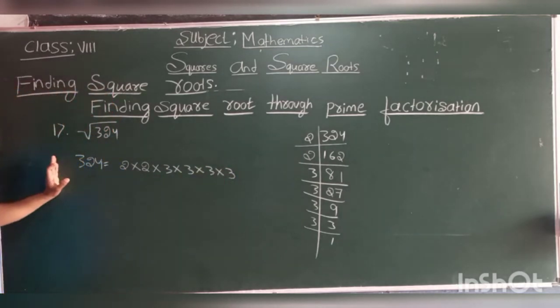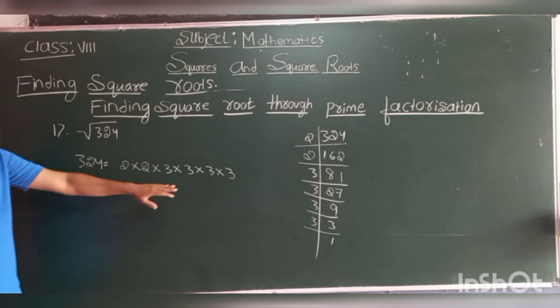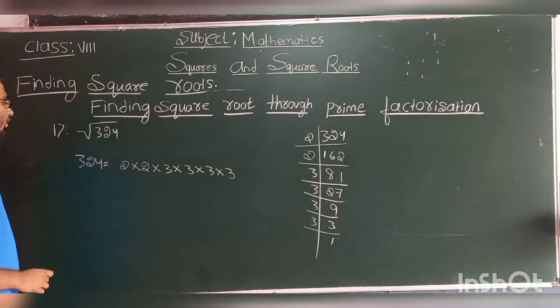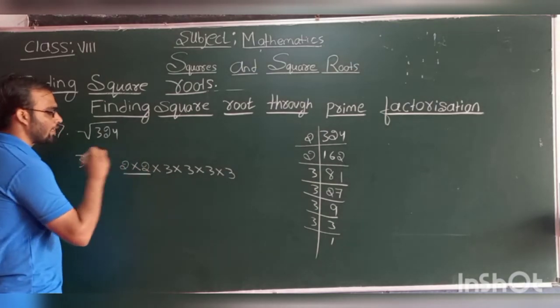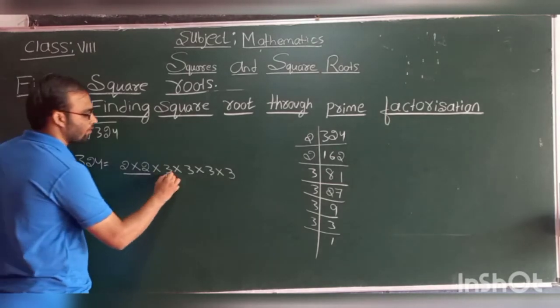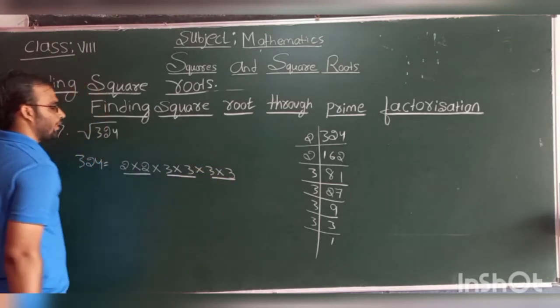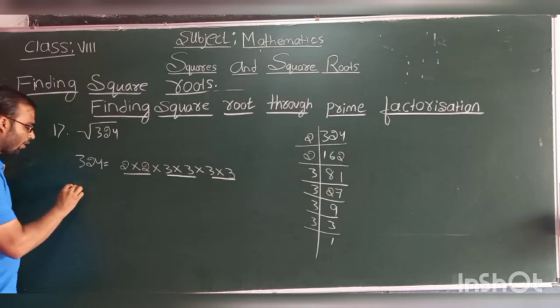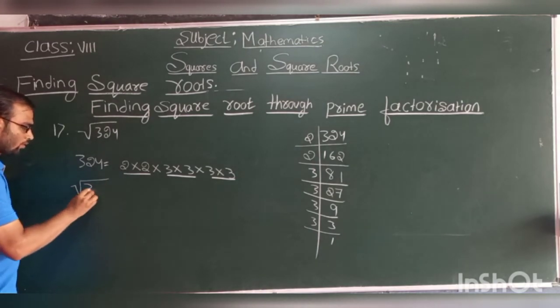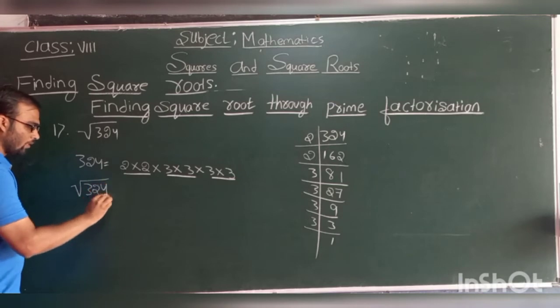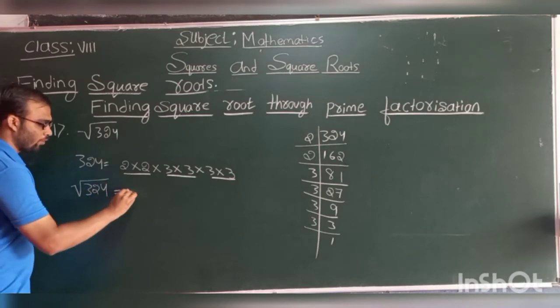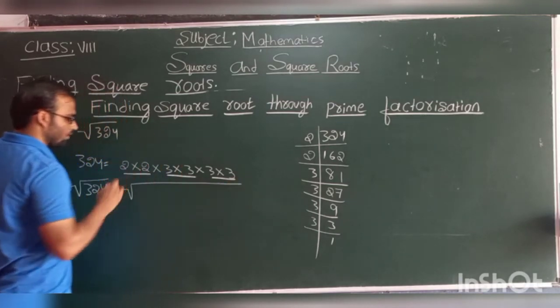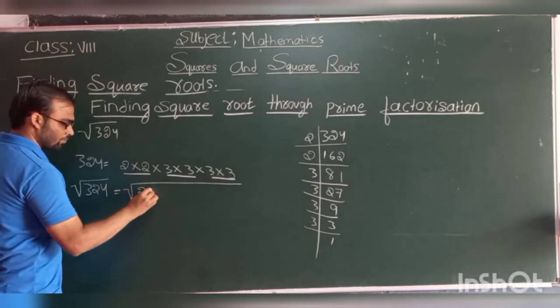So what factors of 324 have we got? 2 two times, 3 four times. Okay, so now what we need to do? We need to pair the same numbers. So now we need to find the square root of 324. Just put it like this, and write this again.